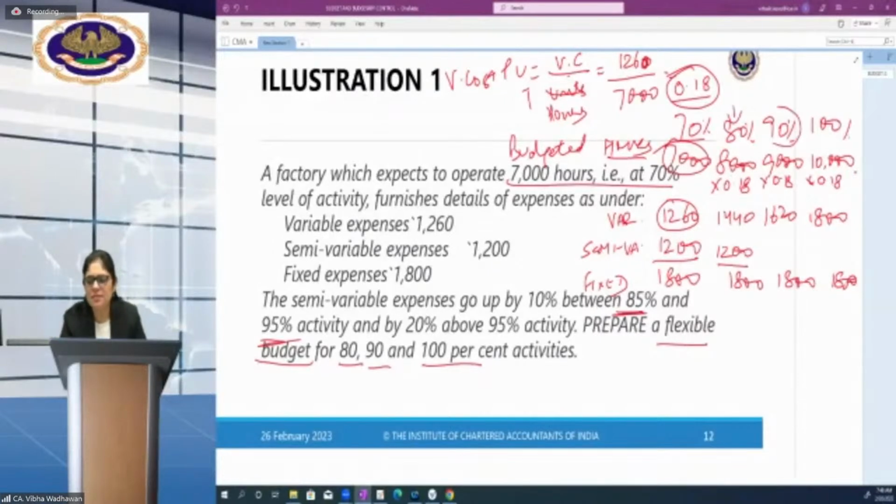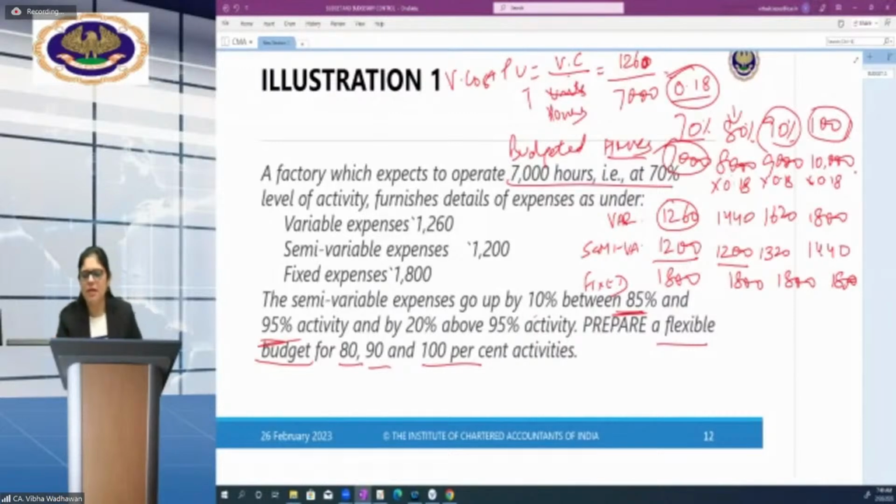Yes, at 90% semi-variable will change and go up by 10%. So 1200 plus 10% will be 1320. Beyond 85 till 95, it will be 1320. All right, because semi-variable has a portion of fixed also, so till a certain level of activity it is going to be fixed. Above 95%, it will increase by 20%. That means for 100%, it will be increased by 20%. So 1200 plus 20%, 1440. 1440 will be for 100%.